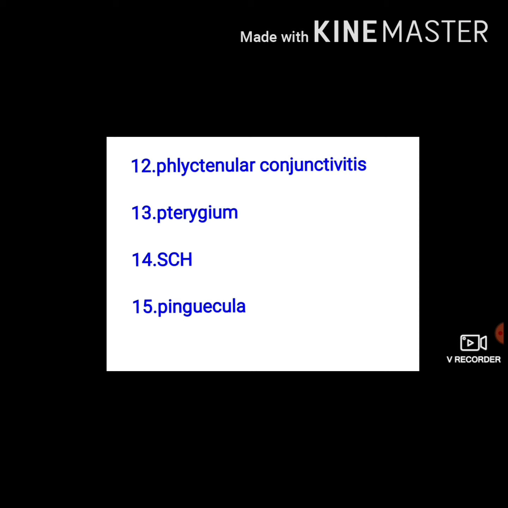Coming to the next question, that is phlyctenular conjunctivitis. It is an allergic response to some endogenous allergens. The allergens can be tuberculosis, staphylococcus protein, or even some worm infestation. So it presents as one or more pinkish whitish nodules at or near the limbus. The corneal involvement can also occur, then it is called phlyctenular keratoconjunctivitis.